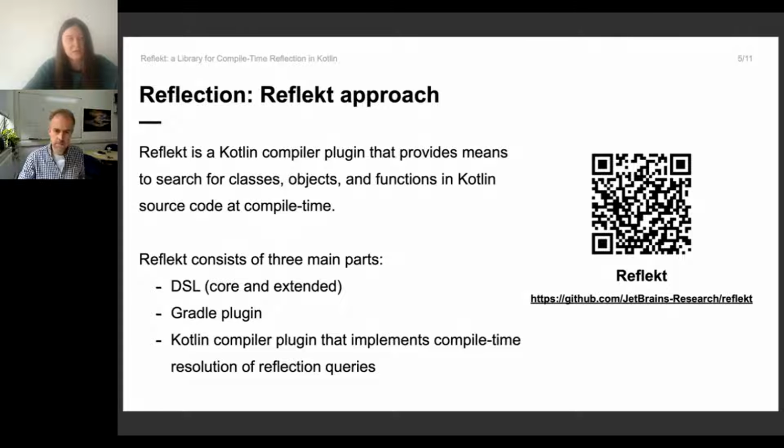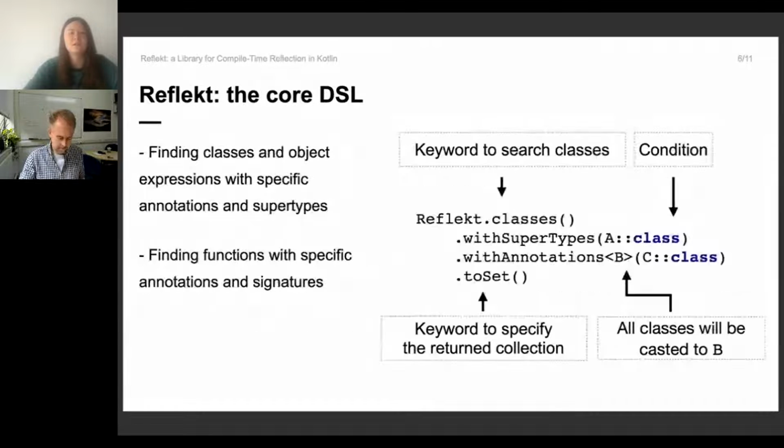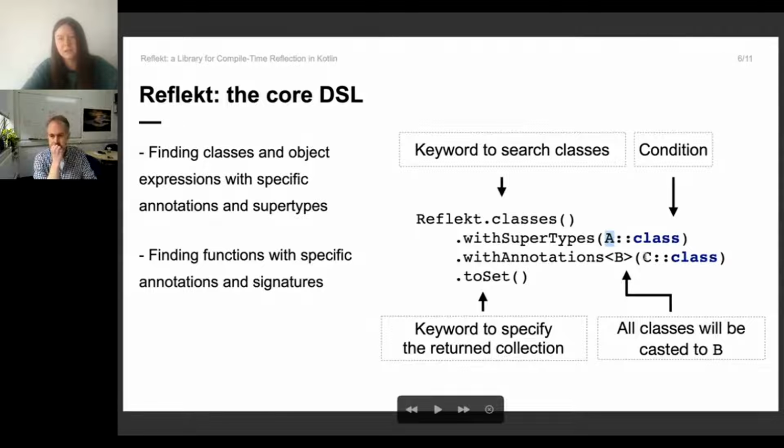The core DSL resolves two types of queries. The first one is finding classes and object expressions with specific annotations and supertypes, and the second one is finding functions with specific annotations and signatures. An example of the query is shown on the slide. This query allows searching for all public classes with supertype A and with annotation C, and all classes in the final list will be cast to the class B.